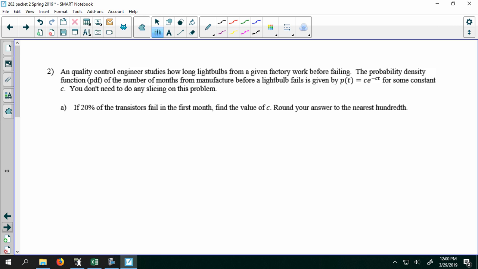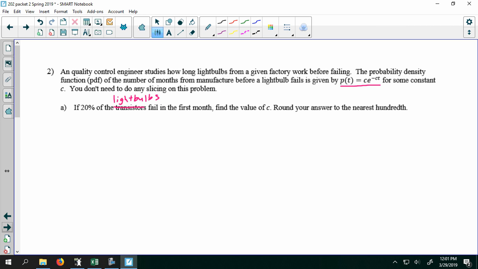A quality control engineer studies how long light bulbs from a given factory work before failing, and we have a probability density function for the number of months from manufacture before a light bulb fails. This formula is the PDF for some constant C. So if 20% of the light bulbs fail in the first month, find the value of C.